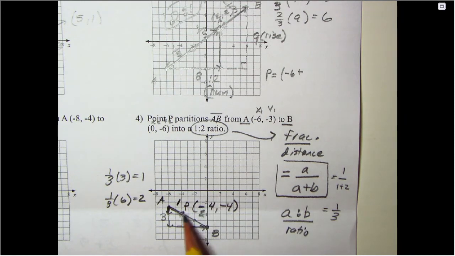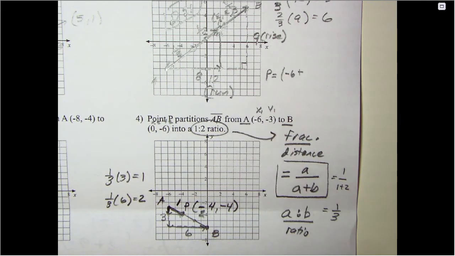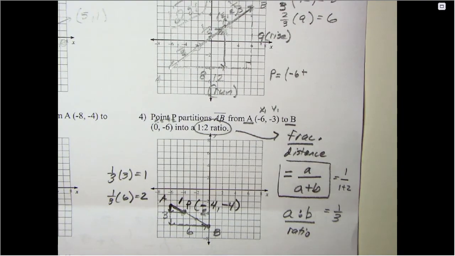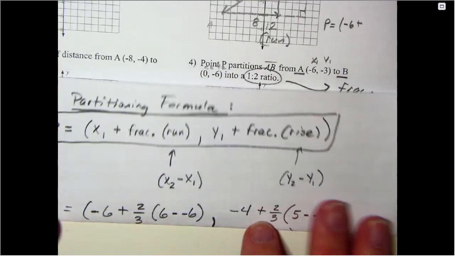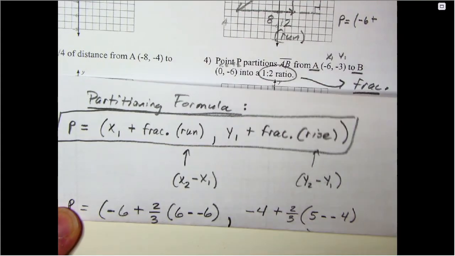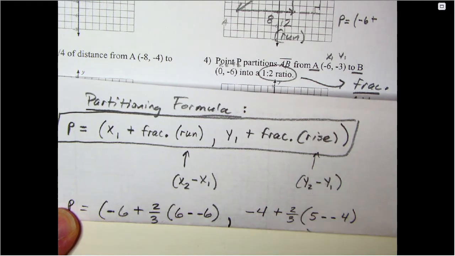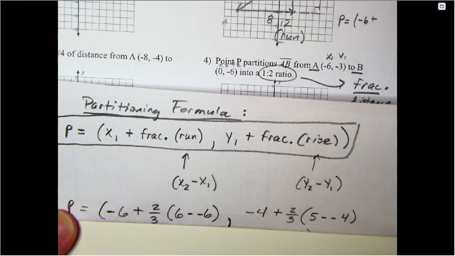How does this point relate to the distance? It's 1/3 of the distance from A to B. Pay attention to the keywords like from and to, and you'll do just fine. Try to memorize this formula. The partitioning formula, you might see some different formulas online. They're essentially the same thing. Sometimes you'll see these plugged in for rise and run, sometimes you won't. Anyway, we'll be working on this for a couple of days. If you need help in class, please ask for help.